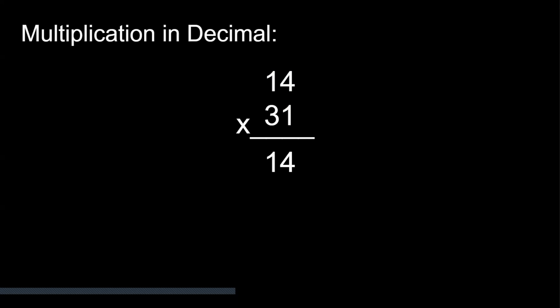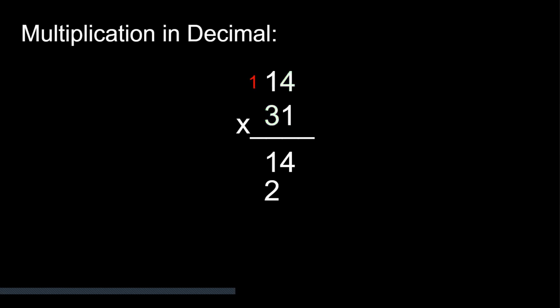We multiply 3 times 4 to get 12. So we write 2, but we skip the ones place and write it in the tens place, because when we're multiplying by 3, we're actually multiplying by 30. So we write the 2 in the tens place, and then we carry the 1 to the hundreds place.